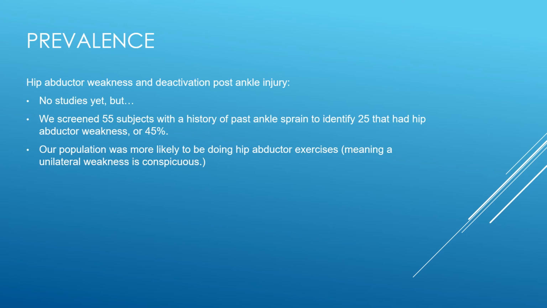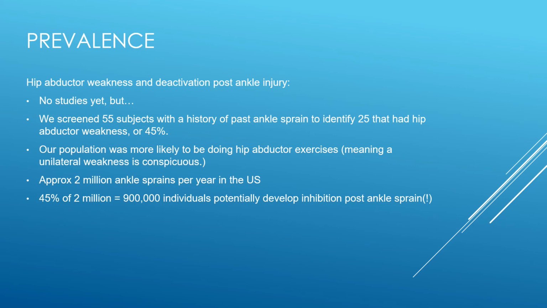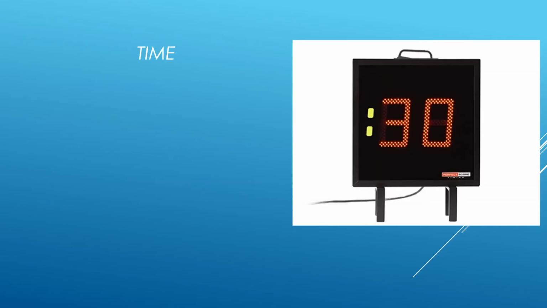So if they have a unilateral weakness, it's conspicuous. There are approximately 2 million ankle sprains in this country each year. So if you do some back of the envelope math, 45% of that 2 million equals almost 1 million potential people walking around with hip abductor weakness after sprain. That's pretty significant. I'd also like to take a minute and discuss the time factor.